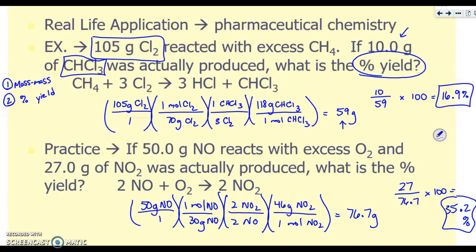Please check your answer. You were given information about NO and NO2, so those are what you're comparing. After your mass, you should have gotten about 76.7 grams, and then you take your actual yield divided by the answer you got, times 100, to get your percent yield. This concludes this chapter.